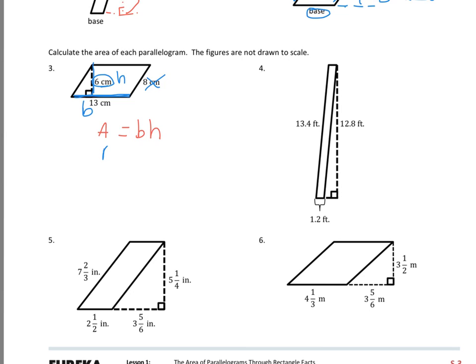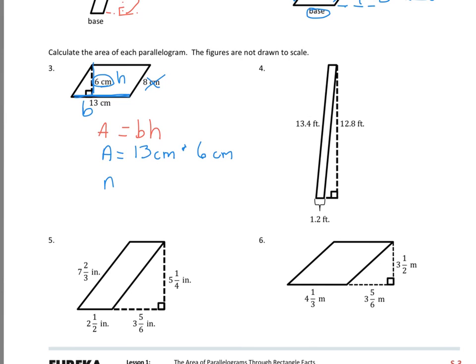So again, I'm going to rewrite my formula, area, and now I'm going to substitute in my base and my height with units. My base is 13 centimeters. And I'm going to put my dot for multiplication. Remember, it has to be halfway up. If it's at the bottom, it looks like a decimal point. So 13 centimeters, and my height is 6 centimeters.